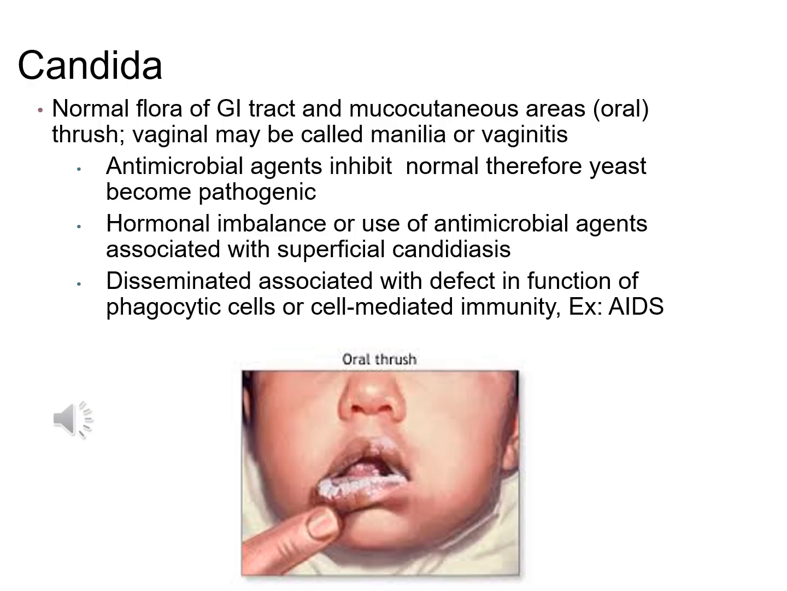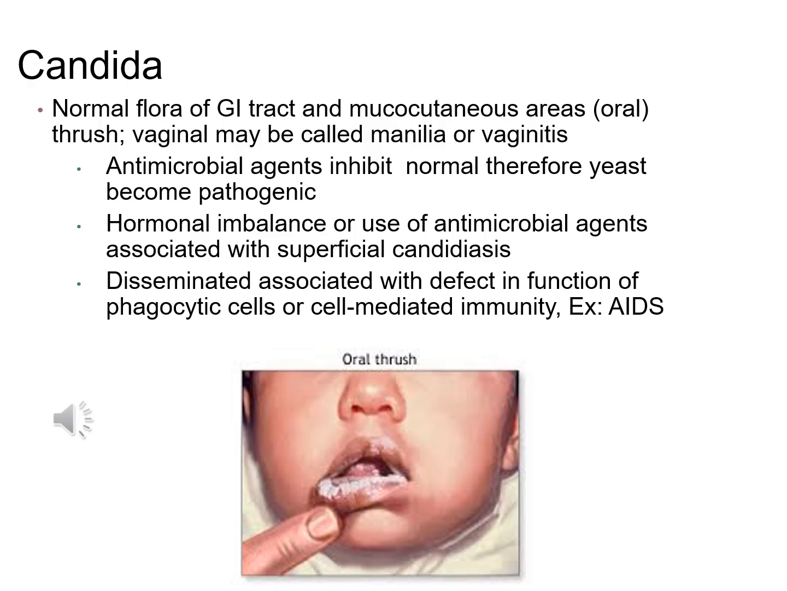We do need antimicrobial agents that will inhibit the normal flora, therefore the yeast can become pathogenic. So some women, if they're taking an antibiotic for a bacterial infection, it can wipe out enough of the normal flora in the vaginal tract, and then it results in a yeast infection because the yeast kind of takes over instead of the typical flora. Hormonal imbalances or use of antimicrobial agents associated with those will sometimes result in superficial candidiasis.